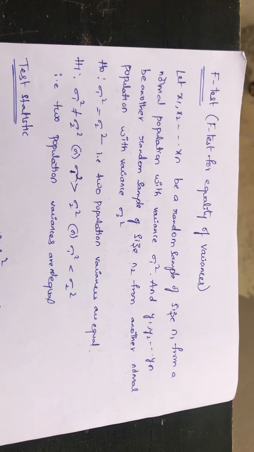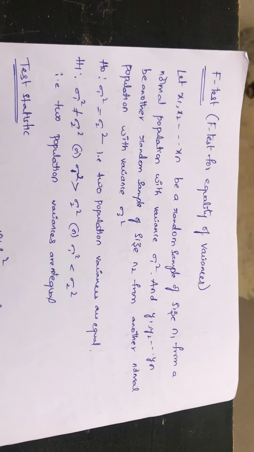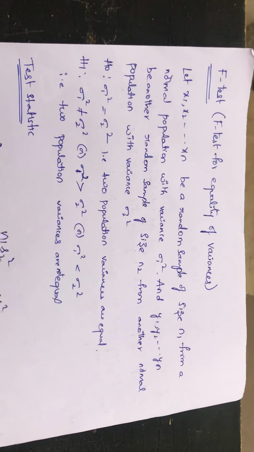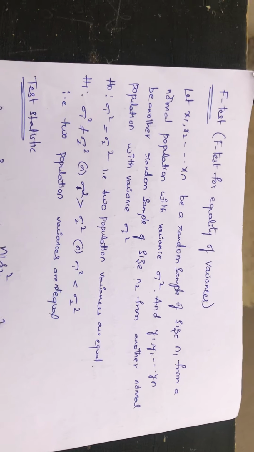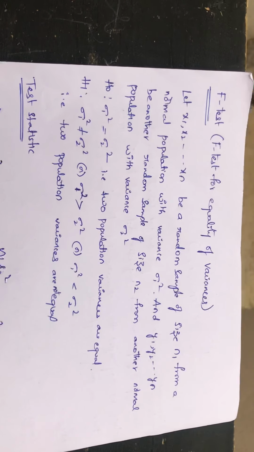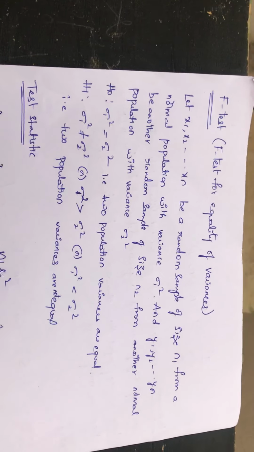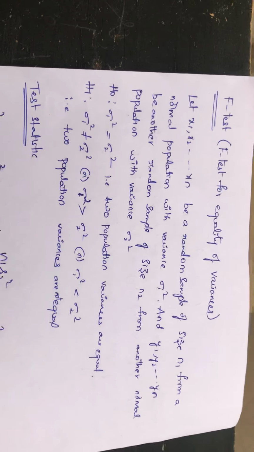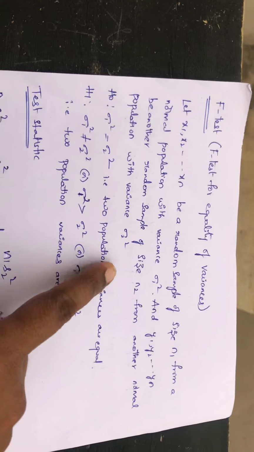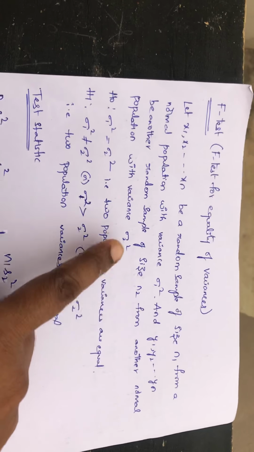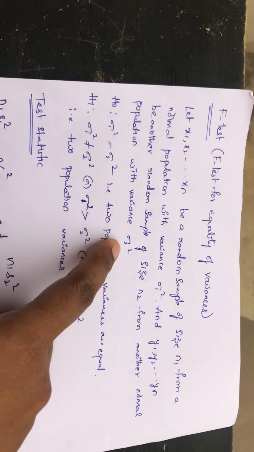Now I am going to explain to you about the F-test, the F-test for equality of variance. We are assuming a random sample of size n1. Let x1, x2 and so on up to xn1 be a random sample of size n1 from a normal population with variance sigma 1 square, and we are also assuming another random sample y1, y2 and so on up to yn2 of size n2 from a normal population with population variance sigma 2 square.